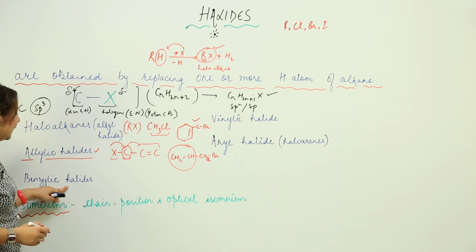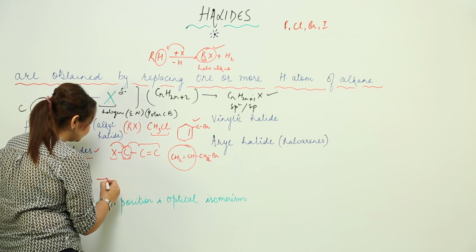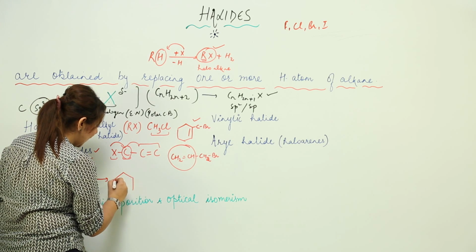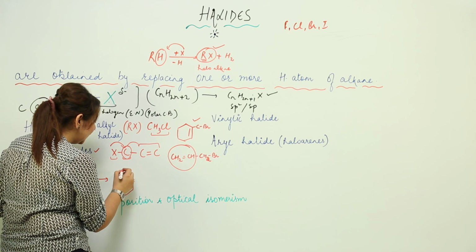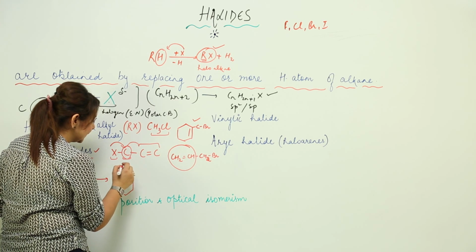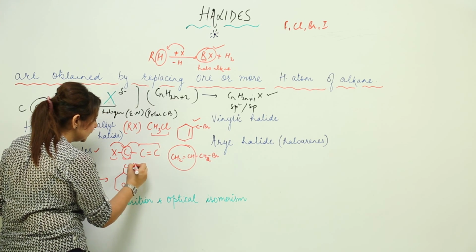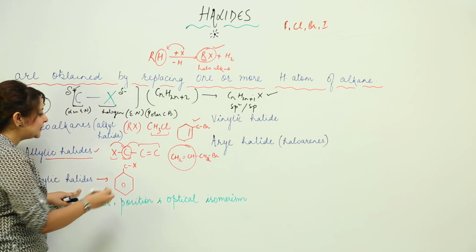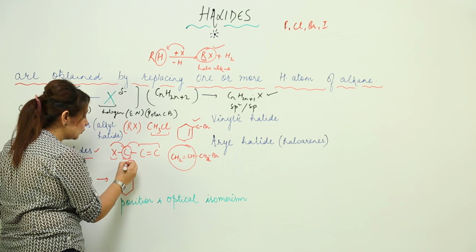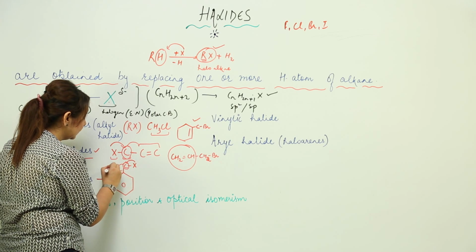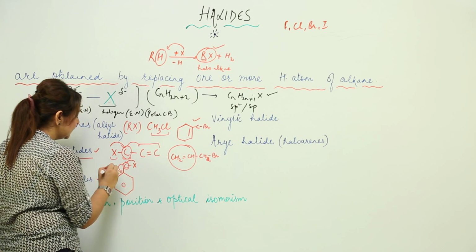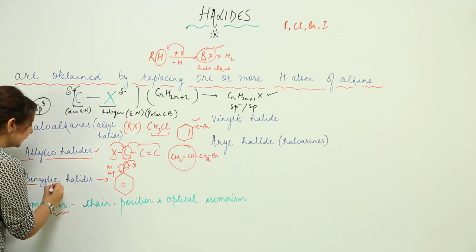Now the benzylic halide is that in which, suppose I have a benzene ring, and to the benzene ring there is one carbon atom and to it the halogen is attached. So that means halogen is attached to a carbon and further this carbon is attached to an aromatic ring. Then it is called a benzylic halide.